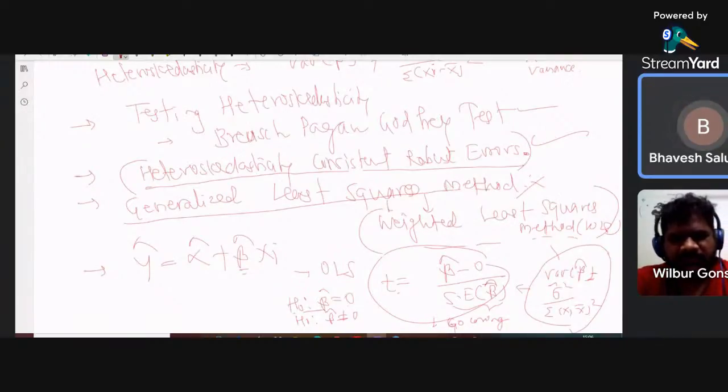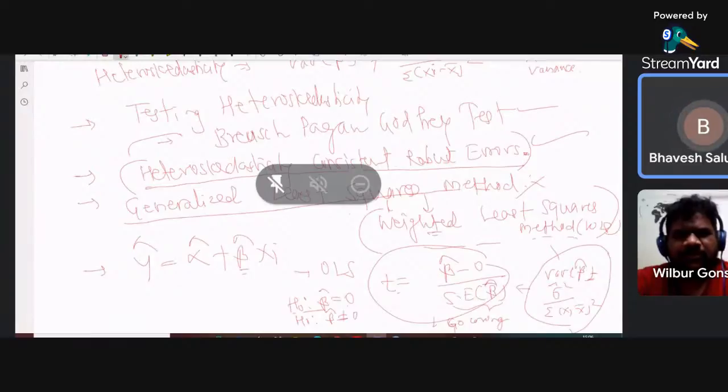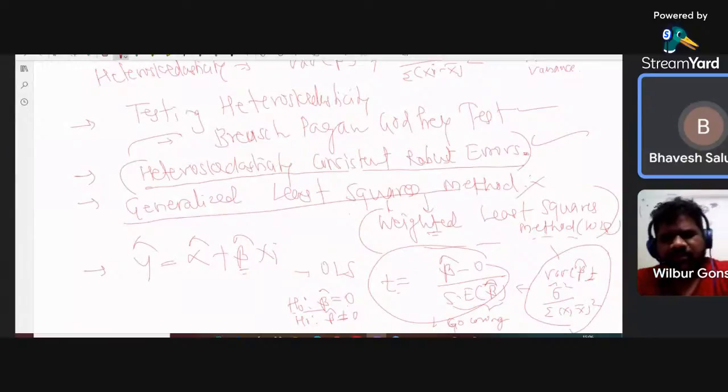How to solve the problem? First, test for heteroscedasticity by using the tests of Breusch-Pagan and Goldfeld, and then go for either heteroscedasticity consistent robust errors or generalized least squares methods, under which you have the method called weighted least squares. So keep these things in mind. Another important repercussion is that your hypothesis tests for the statistical significance of parameters alpha hat and beta hat will go wrong if you continue with the original formula of variance of beta hat. Is this clear?